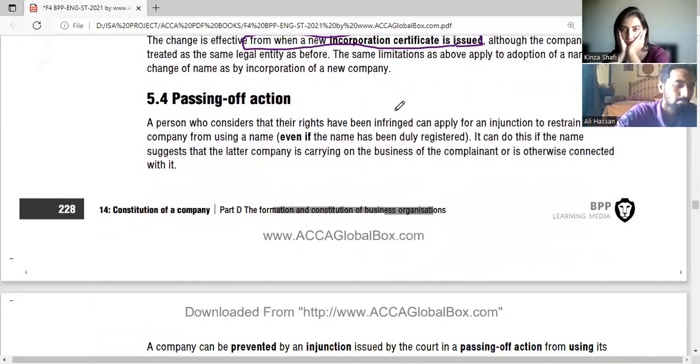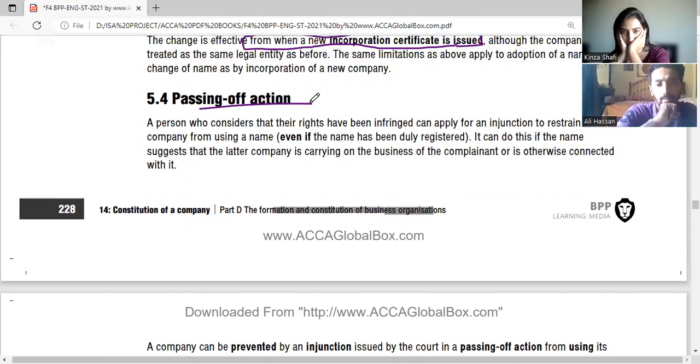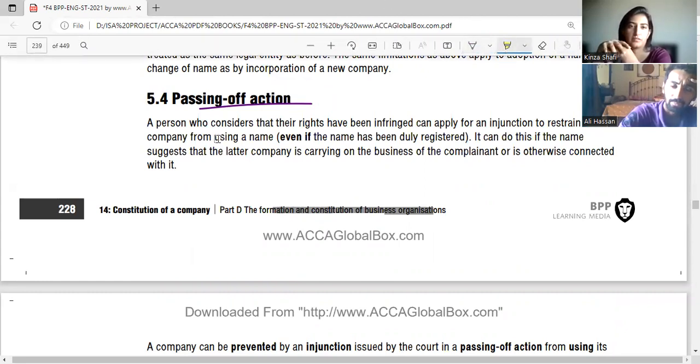बिल्कुल बिल्कुल. Passing off. What is passing off? पहले भी हम पढ़ चुके हैं पिछले चैप्टर में. We have studied these terms. Passing off, in tort. What is passing off? Ali, what is passing off?